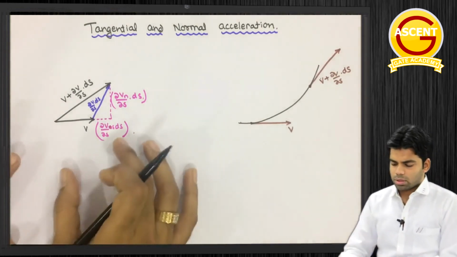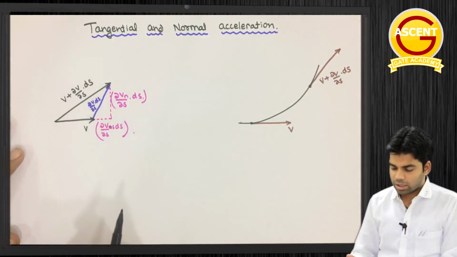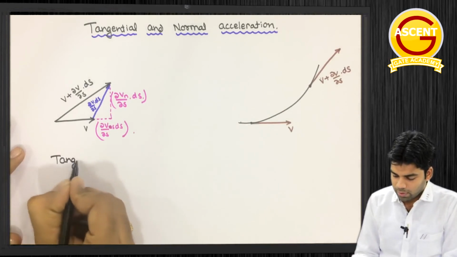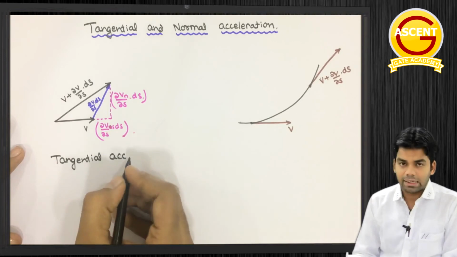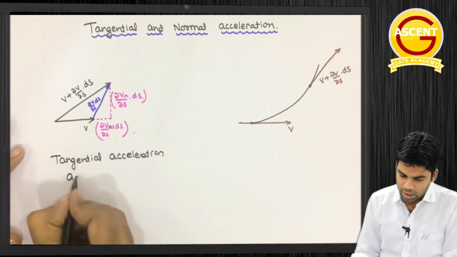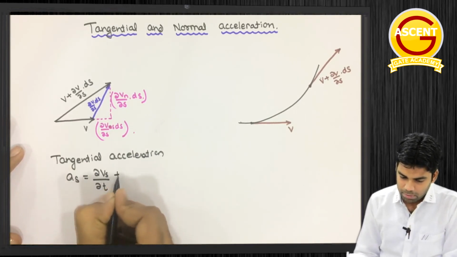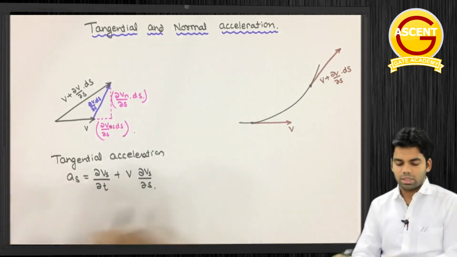Now, this was the convective part. We will have to include the local acceleration part here for the total tangential acceleration. You can see the proof in the book. We will not do the proof here; I will directly tell you the formula. Total tangential acceleration as is equal to del Vs by del T plus V del Vs by del S. This is the total tangential acceleration.